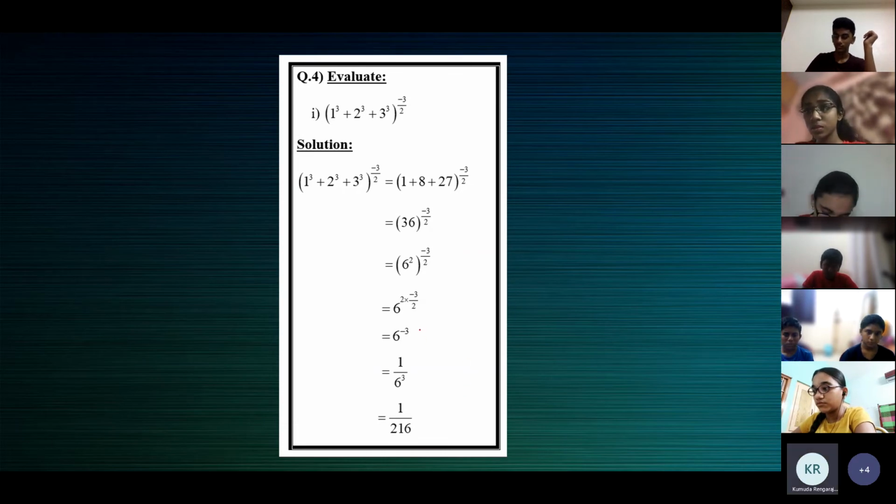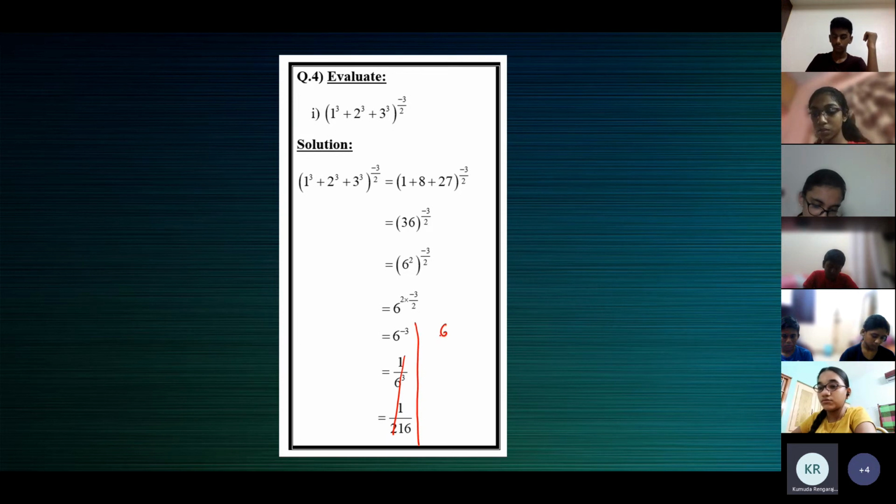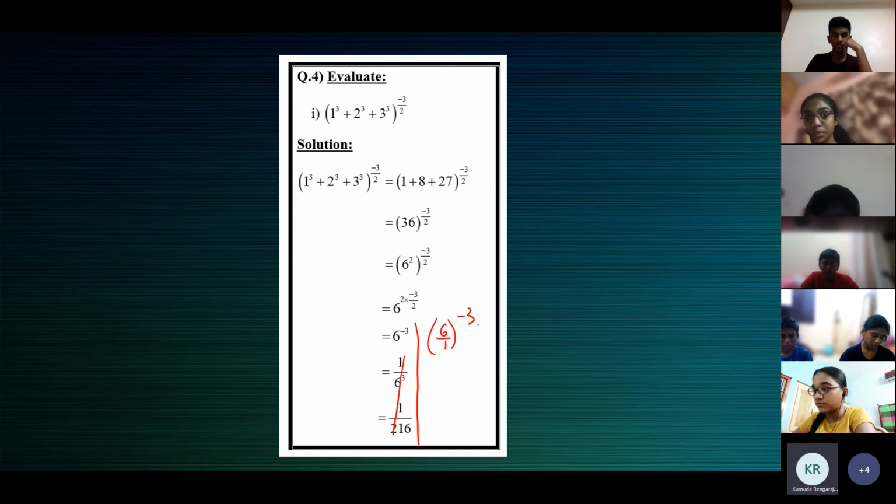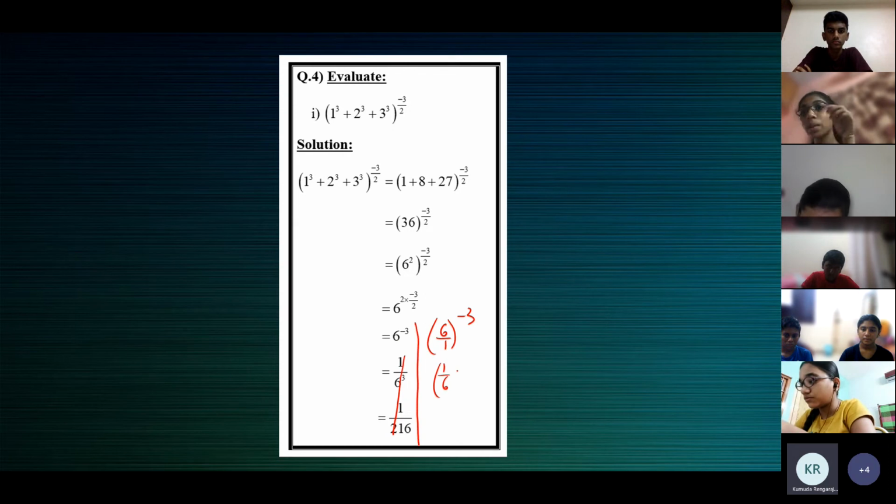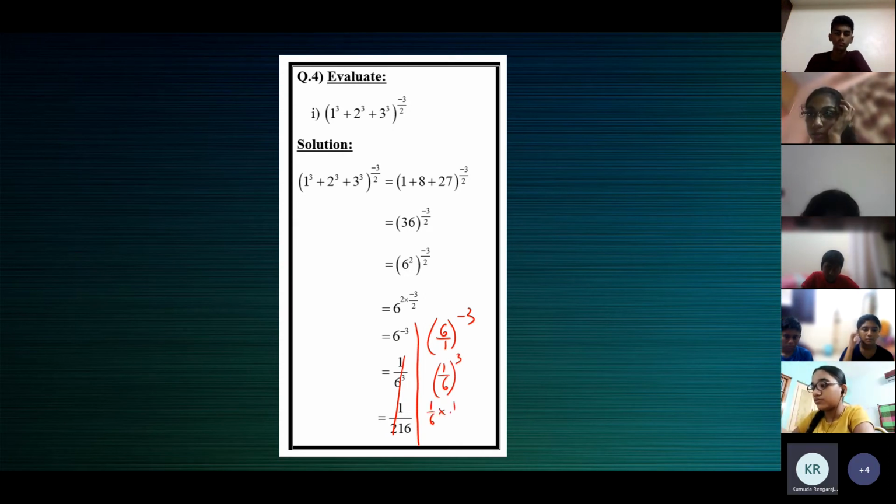So for students who want it more clearly, you can just do it like this. These steps are correct, children. I'm just including more steps for clarity. After this step, you can write, this is nothing but 6/1, the whole power minus 3. This 6 means 6/1. So reciprocal of the base, 1/6. Negative of the power, 3. So this is nothing but 1/6 into 1/6 into 1/6, which is equal to 1/216.